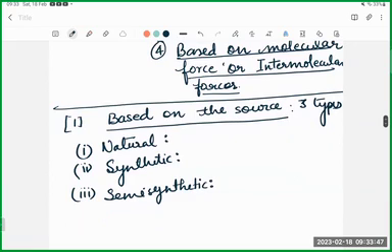Rayon. What is rayon? Rayon is not crayon. Rayon is artificial silk.